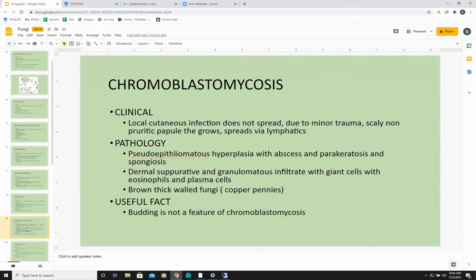The next is one we see fairly commonly, chromoblastomycosis, the copper pennies. This is usually a local infection which does not spread. It's often due to minor trauma. They have scaly, non-pruritic papules which grow and spread via lymphatics, so you get this lymphatic spread. This one has pseudoepitheliomatous hyperplasia with abscess formation. You get parakeratosis, spongiosis, and then a dermal suppurative and granulomatous infiltrate with giant cells, eosinophils, and plasma cells, and these characteristic copper pennies, the brown thick-walled fungi. A useful fact is budding is not a feature in chromoblastomycosis.